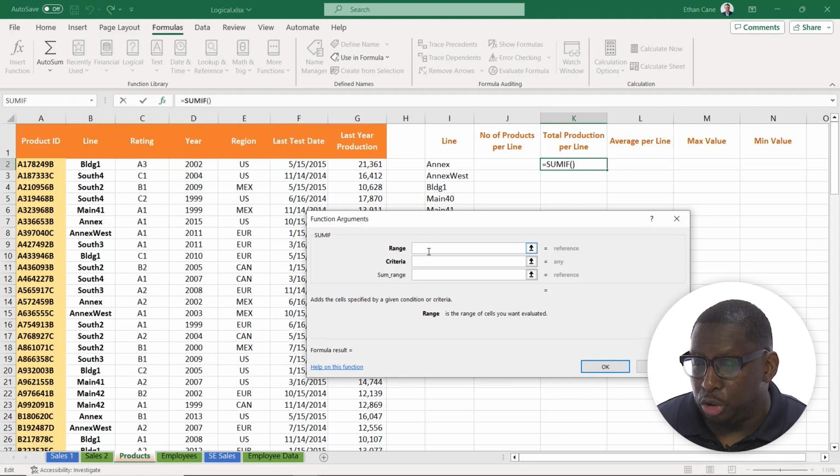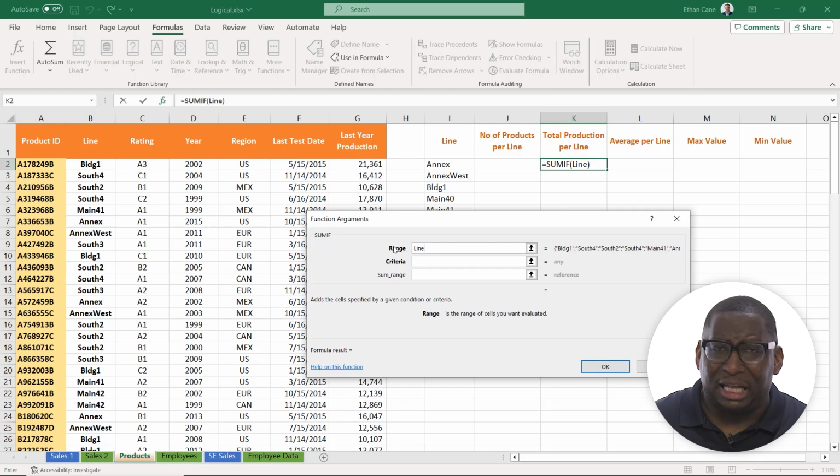All right. The range, remember, range and criteria are joined at the hip, right? So the range is the cells I'm analyzing. The criteria is going to be the logical test for that analysis. Range, I want to look at the lines. I'm going to use my named range for line. Cool. If I didn't do that, I'd have to highlight that whole thing, right? So this makes life easier.